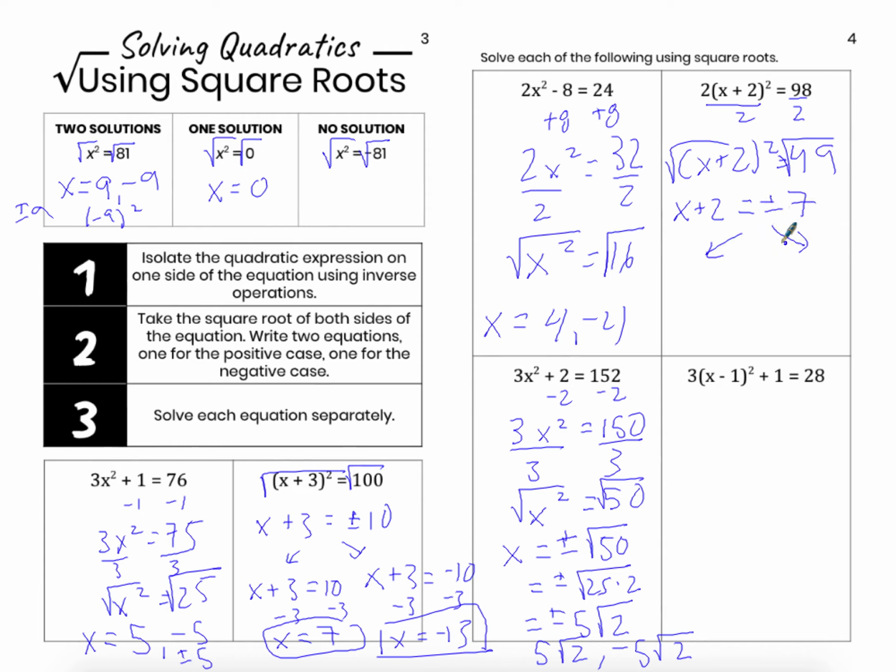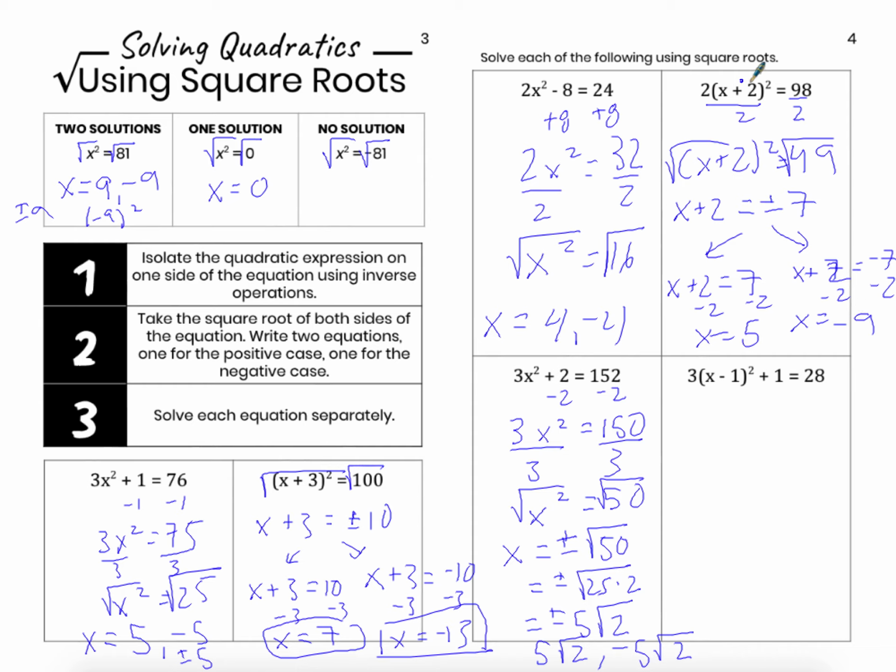This is the most common missed point on the quadratic equations test. Students only solve this one equation, x plus 2 equals 7. They forget to find the negative solution case where x plus 2 equals negative 7. So my two solutions to this quadratic equation are x equals 5 and x equals negative 9.